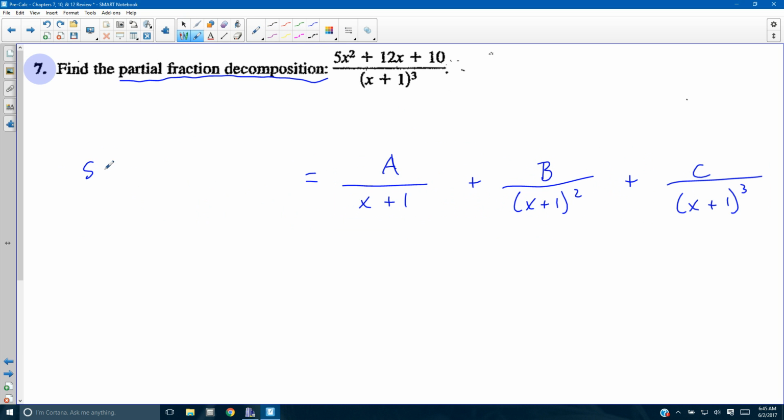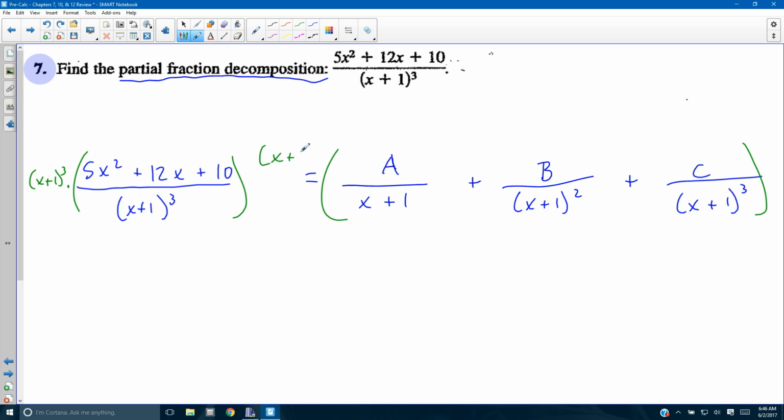So 5x squared plus 12x plus 10, which, by the way, I don't think is factorable. Even if it was, we're not looking to factor the top. You'll see why in a moment. Over (x plus 1) cubed equals all this. In order to figure out what this a, b, and c are, this is going to be yet again another system. I'll multiply both sides by (x plus 1) cubed, here and over here.